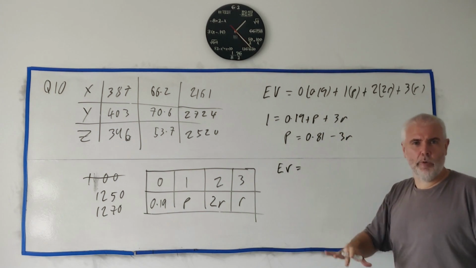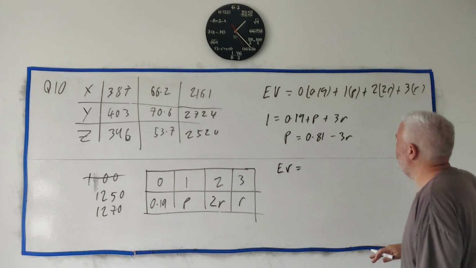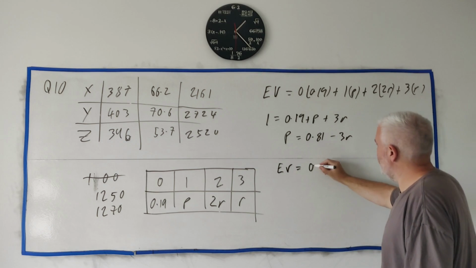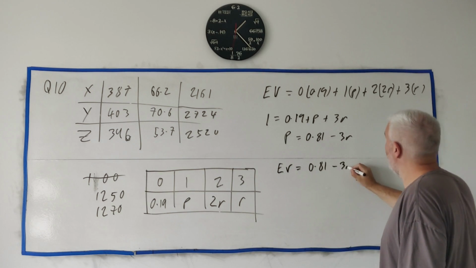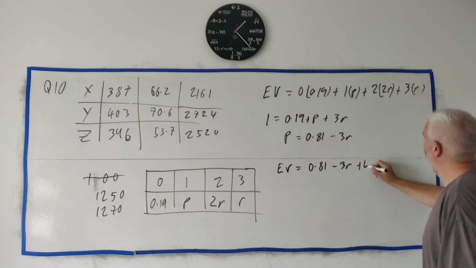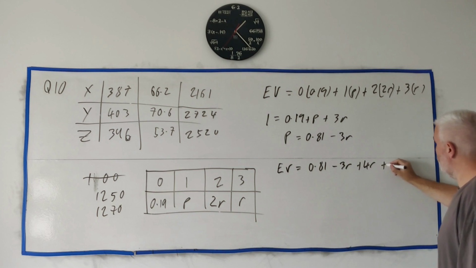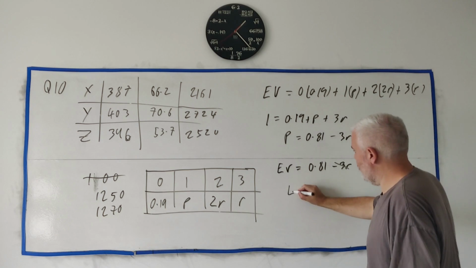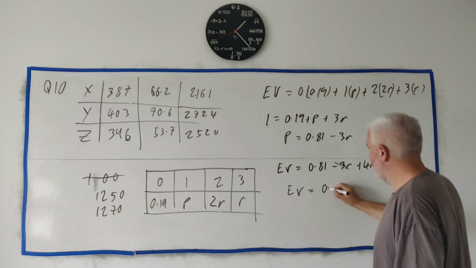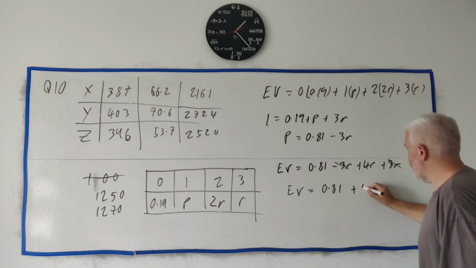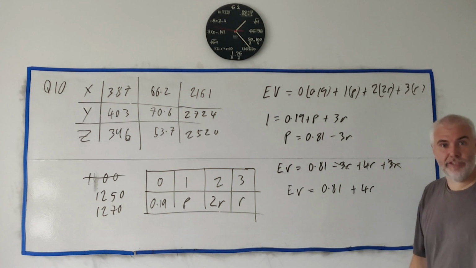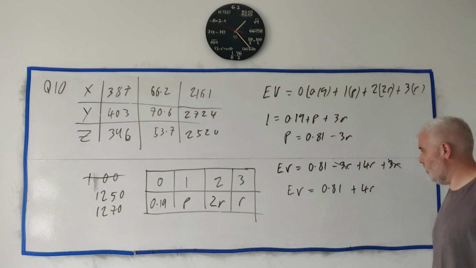I'm not really answering the question yet, but I would certainly get marks for everything I'm doing here. I could rewrite this: 0, P, then 2 times Q would become 2 times 0.81 minus P minus R, and 3R. Those cancel, so a nice clean equation. The expected value is equal to 0.81 plus 4R. What's the biggest this number could be? That's what they're asking you.